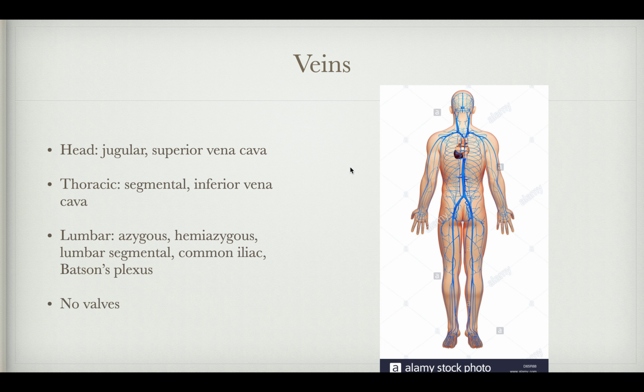These are the veins. The jugular superior vena cava will drain the head, while the segmental and the inferior vena cava will drain the thoracic region. And in the lumbar, there is going to be the azygos, the hemiazygos, the lumbar segmental, the common iliac, and Batson's plexus to drain. So the veins in the spine have no valves. So it is problematic if infection happens to infiltrate, because then it would have free reign all the way up to the brain.